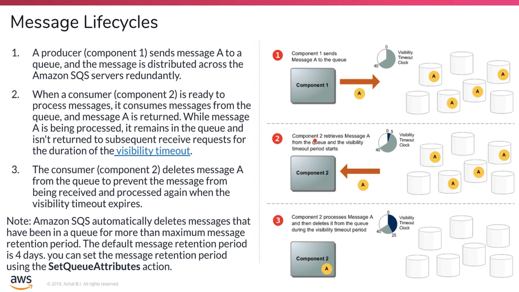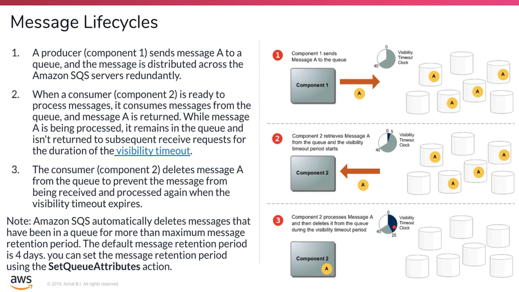And when the consumer, the component 2, receives the message or tries to read the message, the visibility timeout clock starts, and that message is not visible to any other components. So when component 2 processes that message A, then it will delete it. It has to delete the message from the queue during the visibility timeout period.